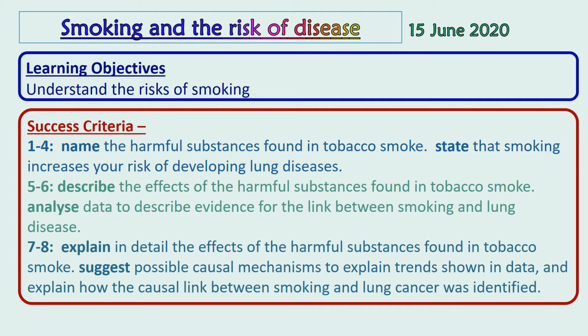Finally, for 7 to 8, we need to explain in detail the effects of harmful substances found in tobacco smoke, and that includes smoking while pregnant, and suggest possible causal mechanisms to explain trends in data. So when we get to the slide on data, where we're looking at some data, give some ideas on what you think the cause will be.